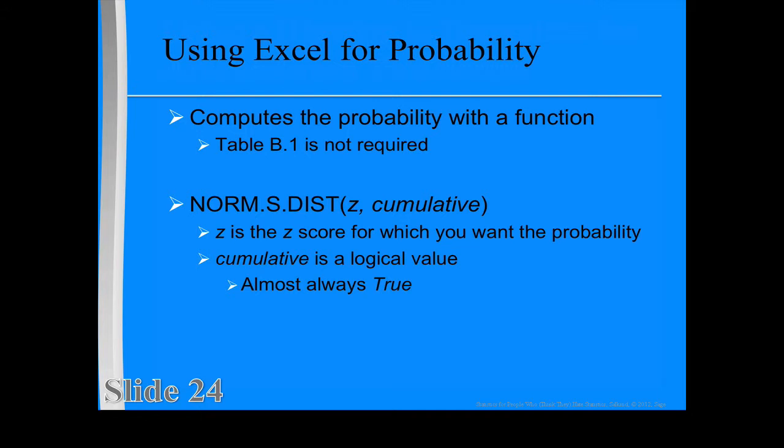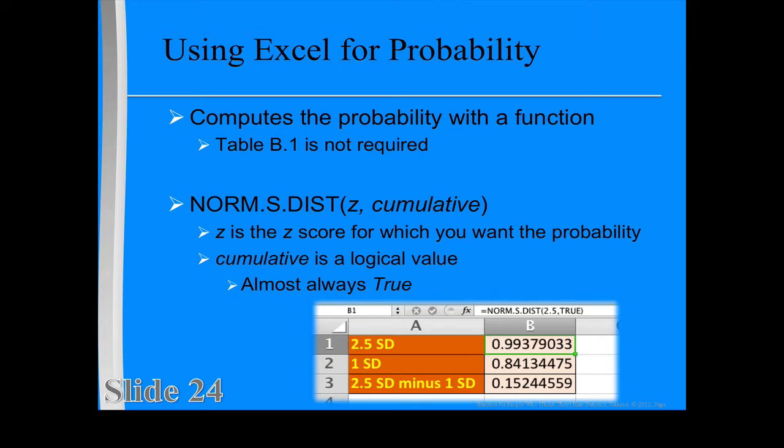Here is the same problem we worked through previously. We have 2.5 standard deviations above the norm and 1 standard deviation above the norm. We calculate that probability using Excel, and then we simply subtract one from the other. The result is the same. Excel's process is a little different in that it calculates the probability from 0 rather than from the mean.